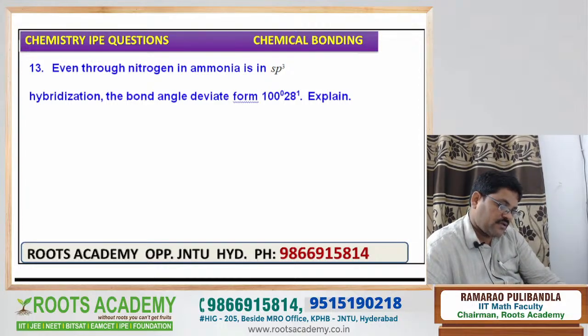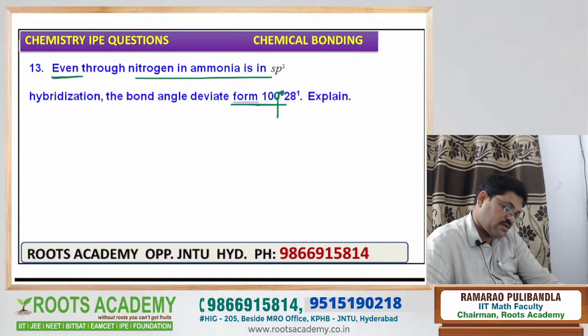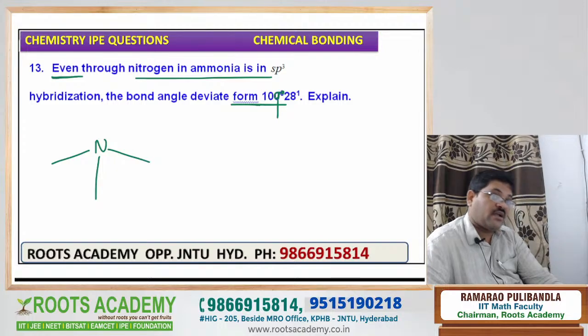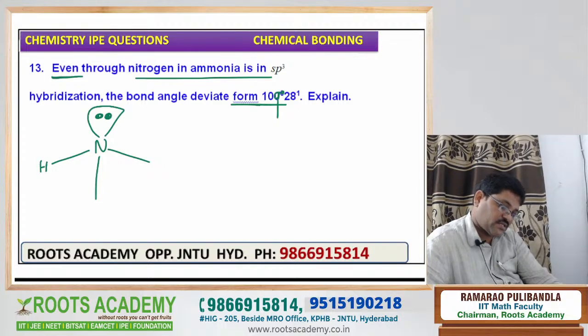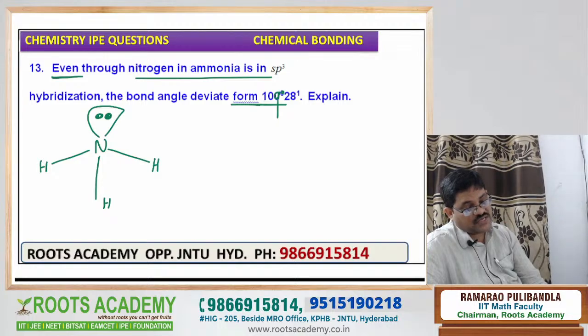Now see, next one is very important. It's a 2 marks question. Even though nitrogen in ammonia is sp3 hybridized, the bond angle deviates from 109 degrees 28 minutes. Explain. Simple logic. This is one of the important 2 marks questions. In the ammonia, nitrogen has a lone pair because of the 5th group element, students. Understood what I am saying?